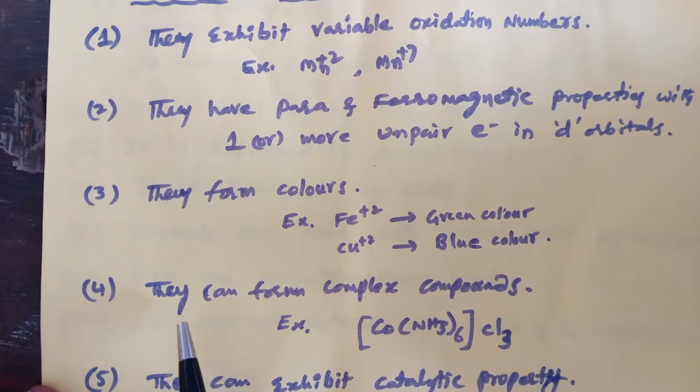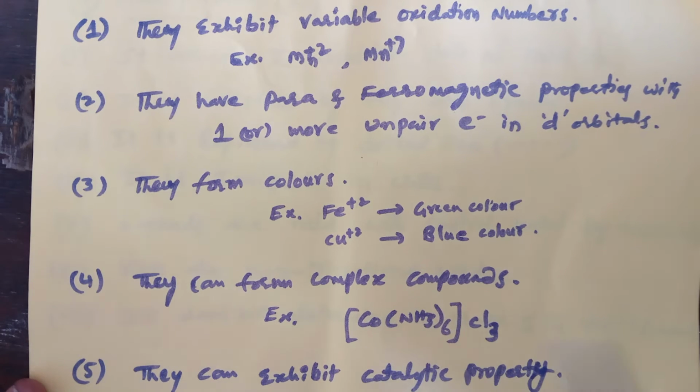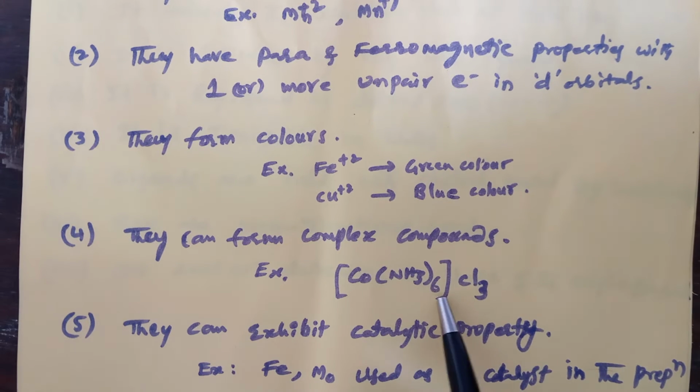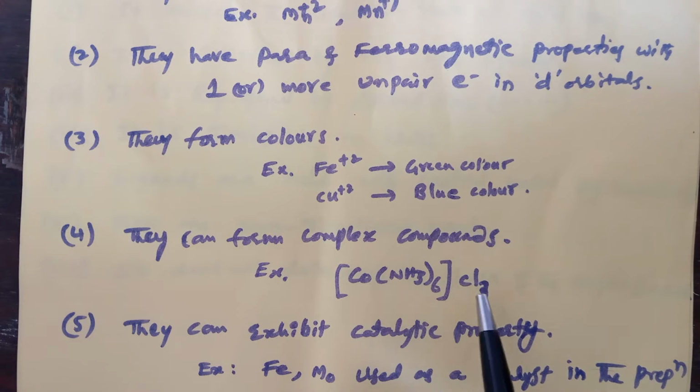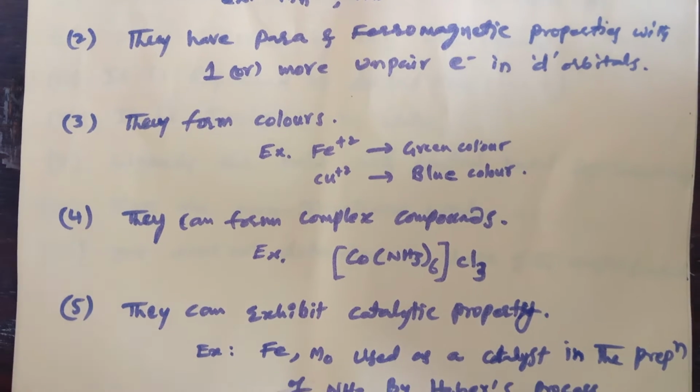Next, the fourth point is they can form complex compounds. They can form coordination numbers, for example, hexaamminecobalt chloride. It is a complex compound of transition elements.